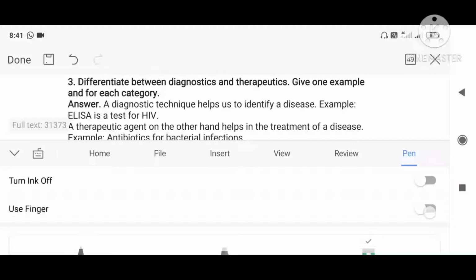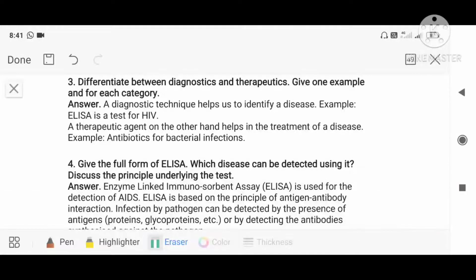Diagnostic is that you are going to diagnose whether you are suffering from a disease or not. That is called diagnostic. Okay, just to find out whether I am having a disease or not. That is called diagnostic. And what does therapeutic mean? Therapeutic means I have to treat the disease, therapy.